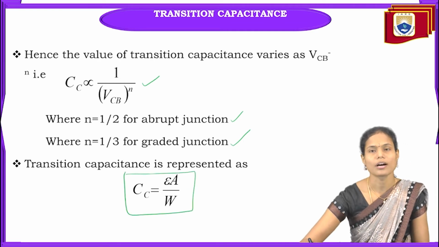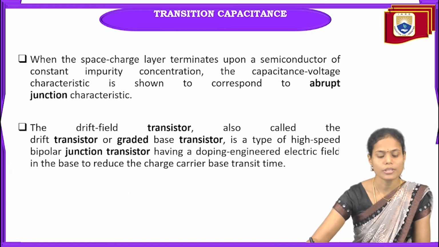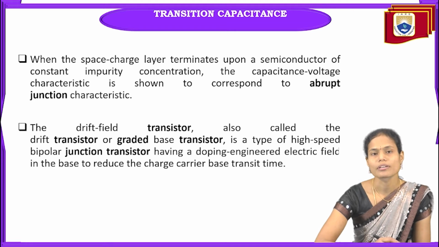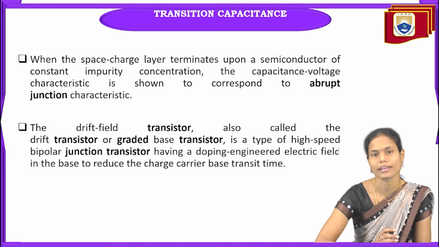What is meant by this abrupt junction and graded junction? We'll see now. Abrupt junction means the depletion region or space charge layer is terminating or decreasing when you are applying the voltage to the semiconductor diode. At that time, you will get a constant impurity concentration. At that particular point, the capacitance voltage characteristics we get, we represent with the abrupt junction capacitance or abrupt junction characteristics.